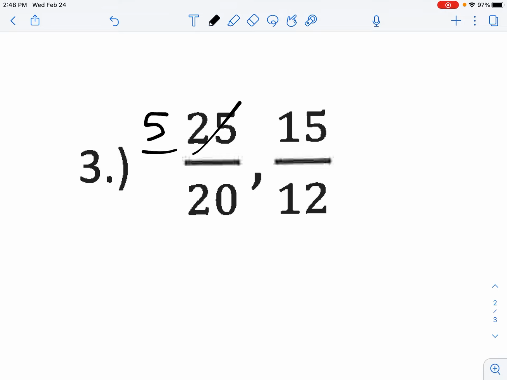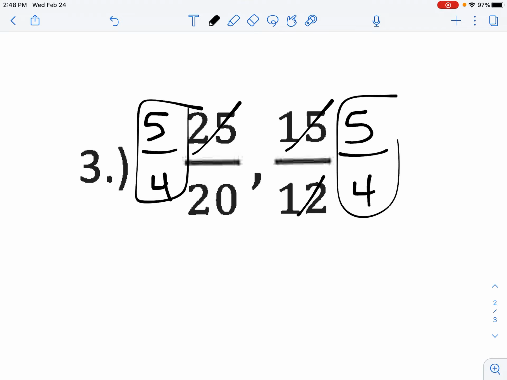Divide by 5. Divide by 5. I get 5 to 4. Divide by 3. Divide by 3. Oh, I also get 5 to 4. If both ratios reduce to the same ratio in lowest terms, your answer is going to be a yes.